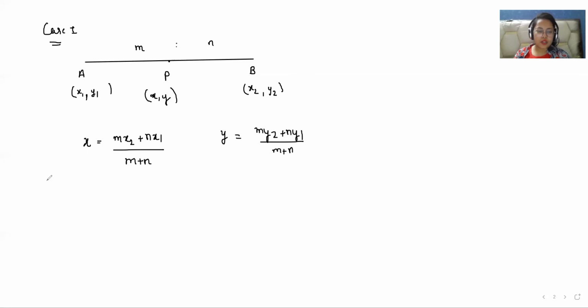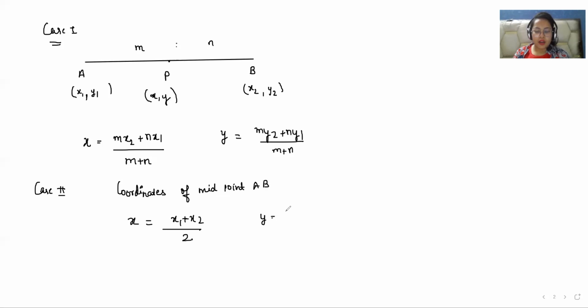And suppose case 2, if you have to find the coordinates of the midpoint, where there is no role of the ratio m ratio n. So how can you find the coordinates of the midpoint of AB? Simple. For x, you can apply x1 plus x2 over 2, and for y, y1 plus y2 over 2.